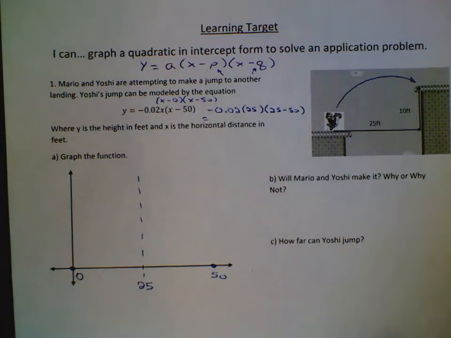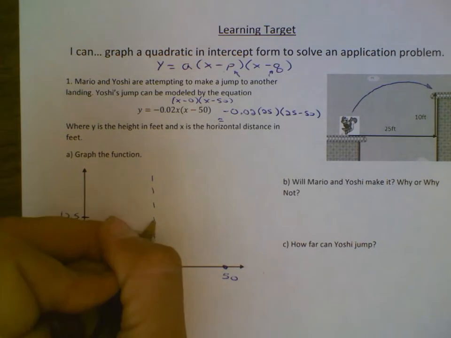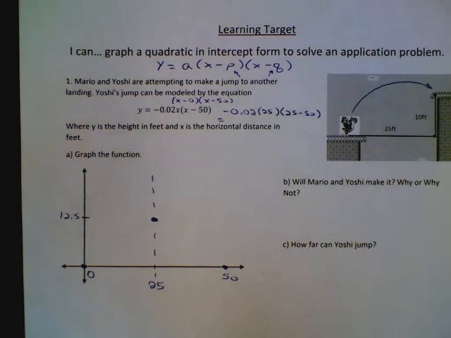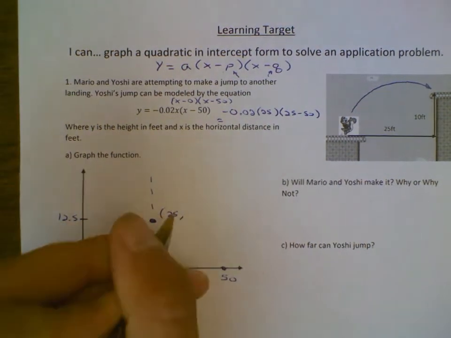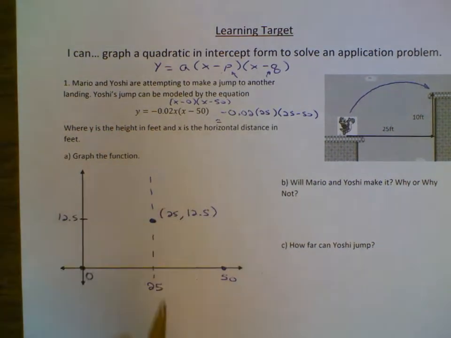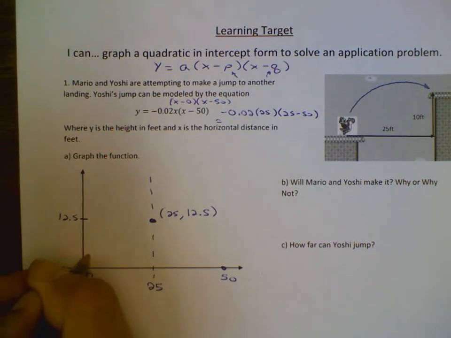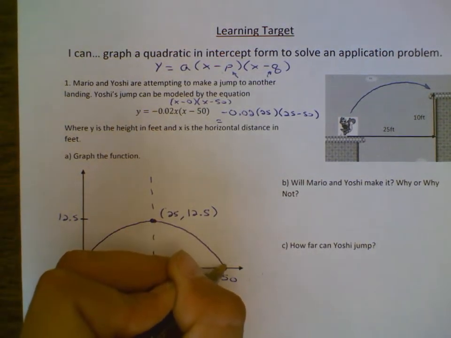Okay, so 12.5. So on my graph here, I'm going to draw a little line. I'm going to write 12.5, and I'm going to put a point on the axis of symmetry there. And then maybe I'll label that too. So that's 25 on the x, and it's going to be 12.5 on the y. And then I'm just going to draw my parabola through those points.